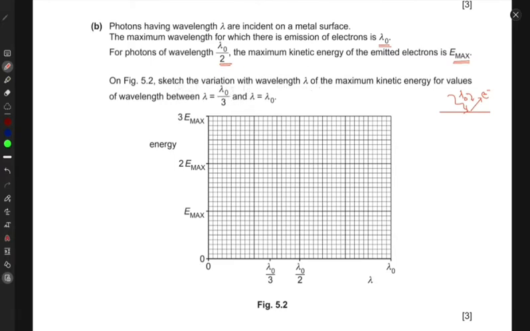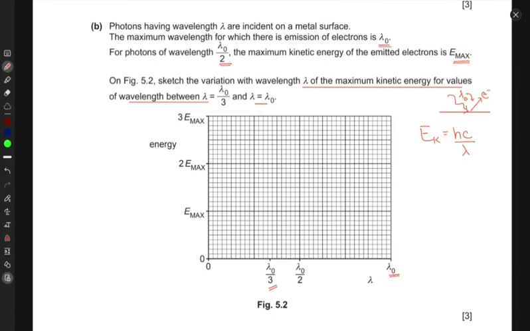Sketch the variation with wavelength lambda of the maximum kinetic energy for the values of wavelength between this and this. So here we can see this is lambda naught by 3, and this is the maximum, lambda naught. Now we know the kinetic energy of this effect, which is called the photoelectric effect, is given as hc over lambda, where h is the Planck's constant, c is the speed of light or electromagnetic waves, lambda is the wavelength of the photon or the electromagnetic wave which was incident on the metal surface. So if you look at this expression, you immediately see that the kinetic energy and the wavelength are inversely related. So we would expect a negative gradient for our line.